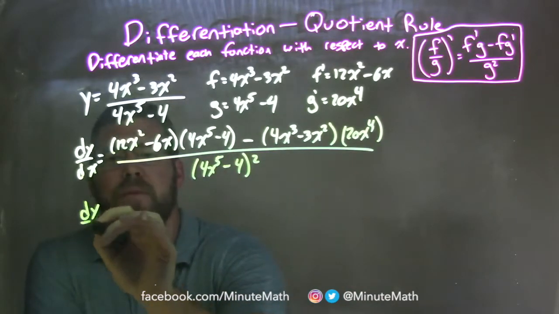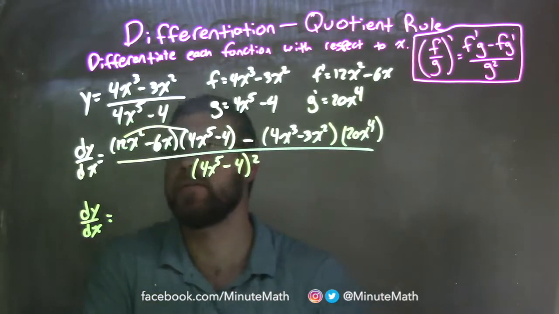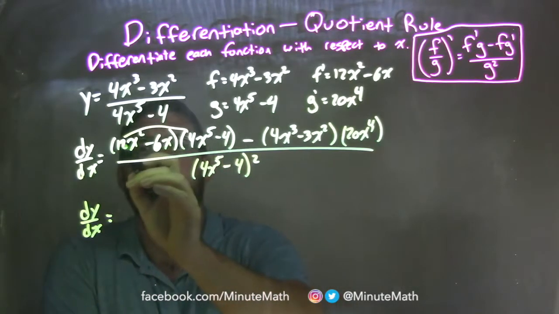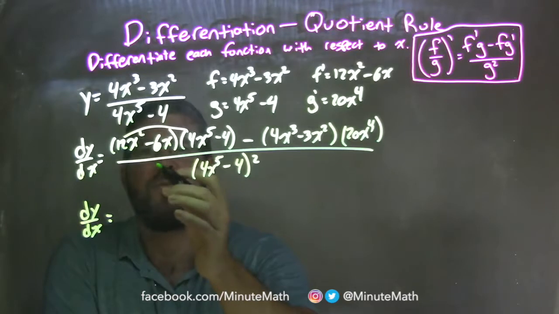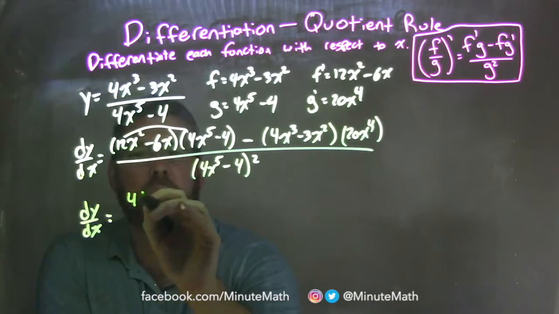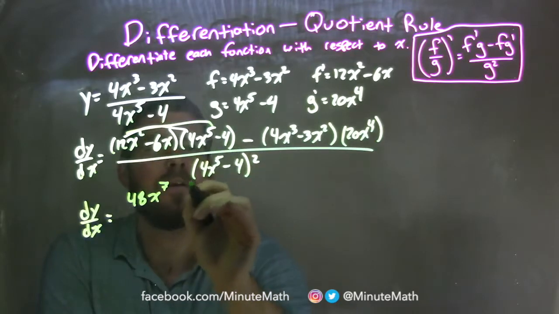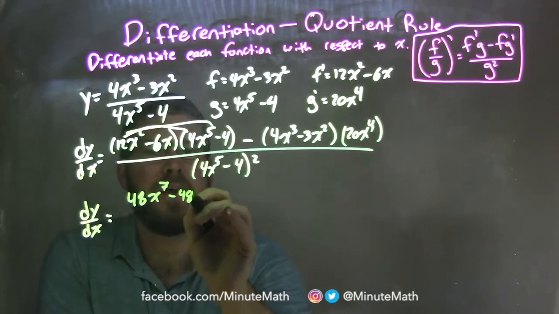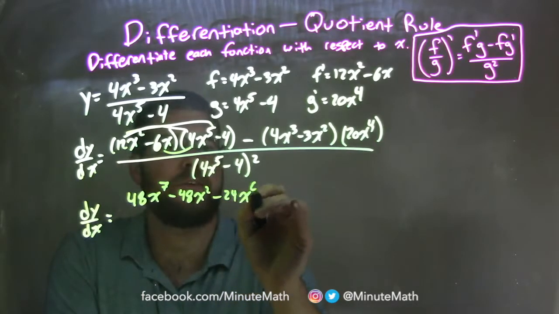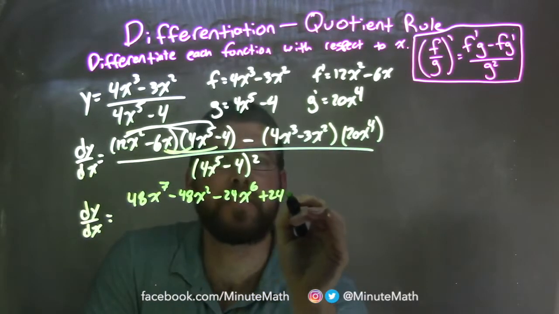Okay, so we have dy dx, my derivative. Well, 12 times 4 is, oh my goodness, 36. 12 times 4 is 60, right? 4, no, not 60. 48. 48. Can't believe I said 60. 48x, we add the exponents, to the 7th power. 12 times 4 again is a negative 48x squared. Negative 6 times 4 is a negative 24. We add the exponents, x to the 6th power. And negative 6x times negative 4 is a positive 24x.